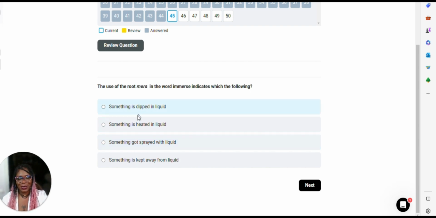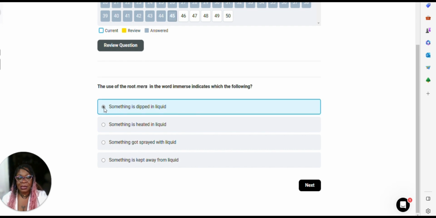So your answer for this one is going to be something is dipped in liquid. And that's because the root word immerse means to dip or dive. So immerse means that something has been dipped in liquid.